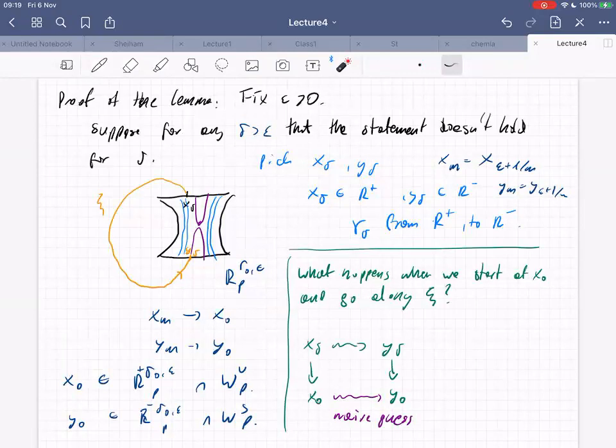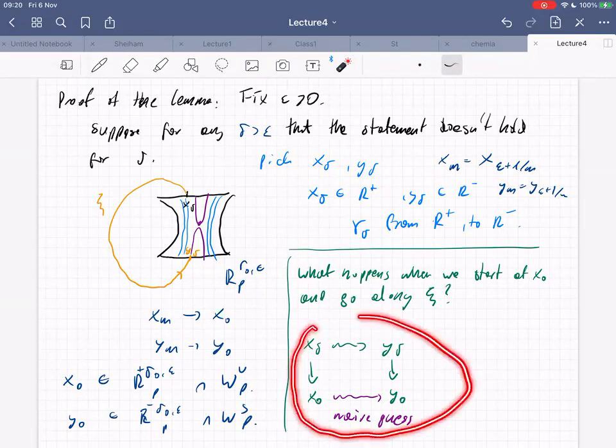That is the argument. Is it more or less clear? I think so. Yeah. Okay. All right. So now we have to analyze this naive guess.